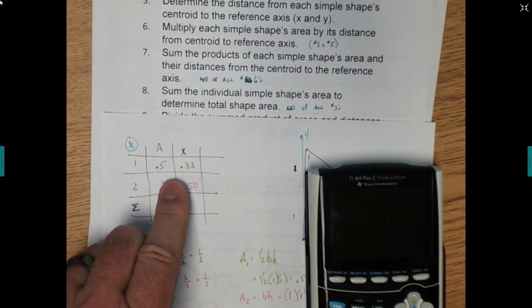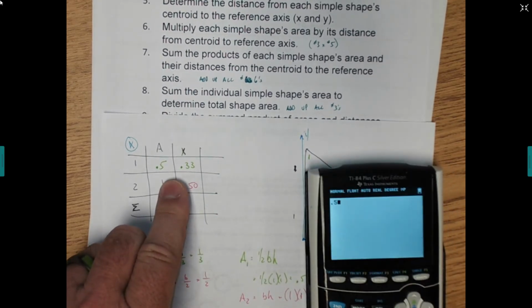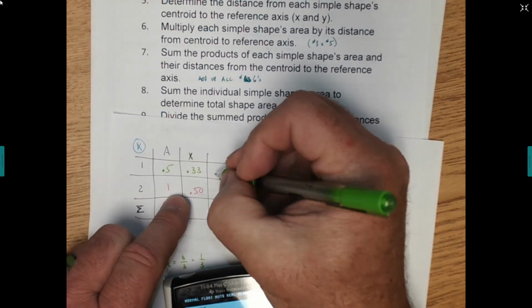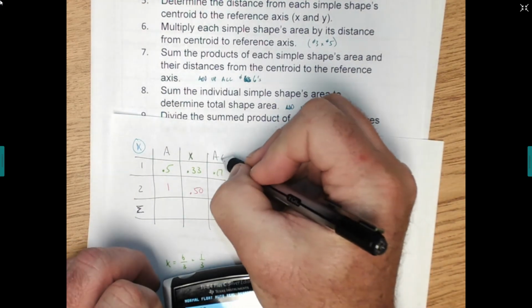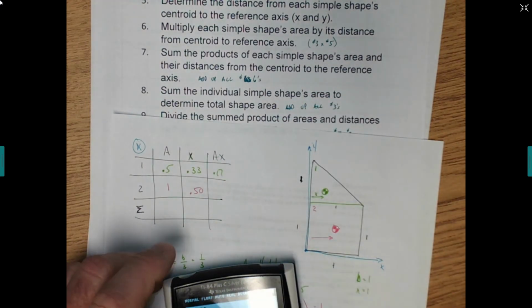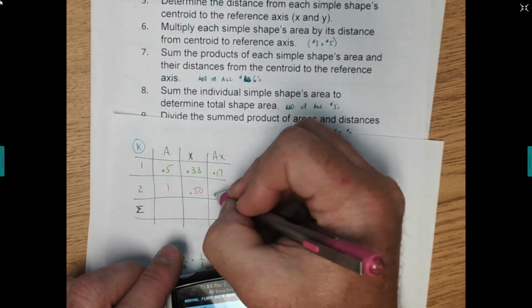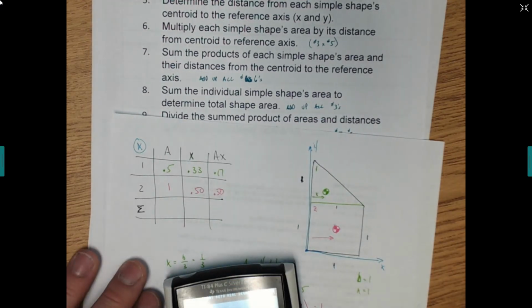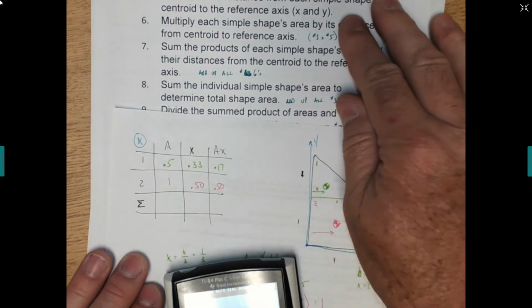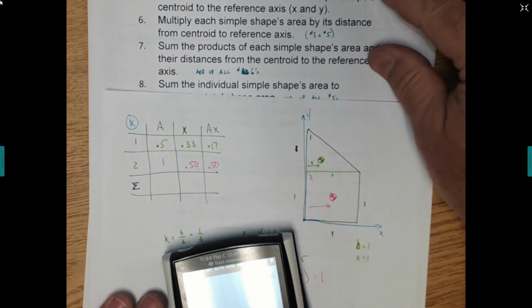Okay, so 0.5 times 0.33, and we get 0.165, we'll just call it 0.17. All we're doing is multiplying the area times the x. And then we're going to do the same for this one: 1 times 0.5, well, that's easy, 0.50. Okay, so easy enough.